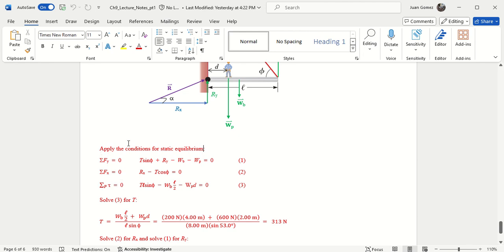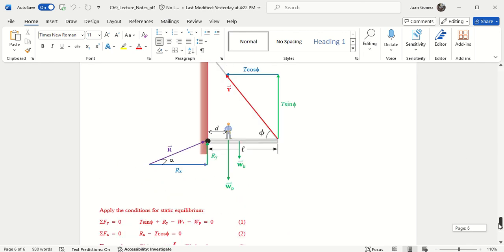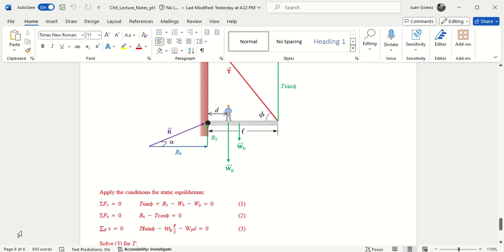So let's look at the sum of the forces in the y direction equals 0. Well, just look at your diagram. A good diagram can save you a lot of work. T sine phi is positive. Ry is positive. WB and WP are both negative. So you have 4 forces in the y direction. T sine phi is positive. Ry is positive. The weight of the beam is negative. The weight of the person is negative. Add them up: T sine phi plus Ry minus WB minus WP equals 0.